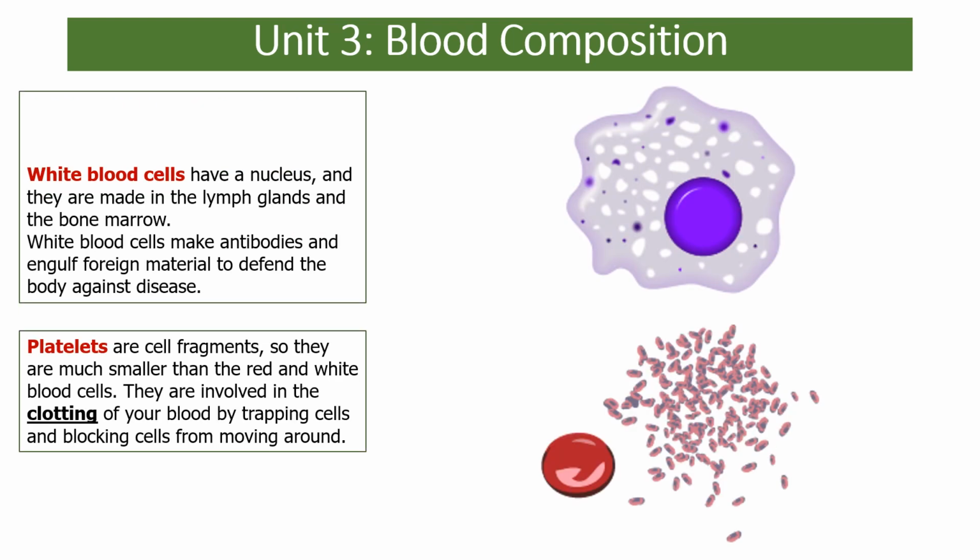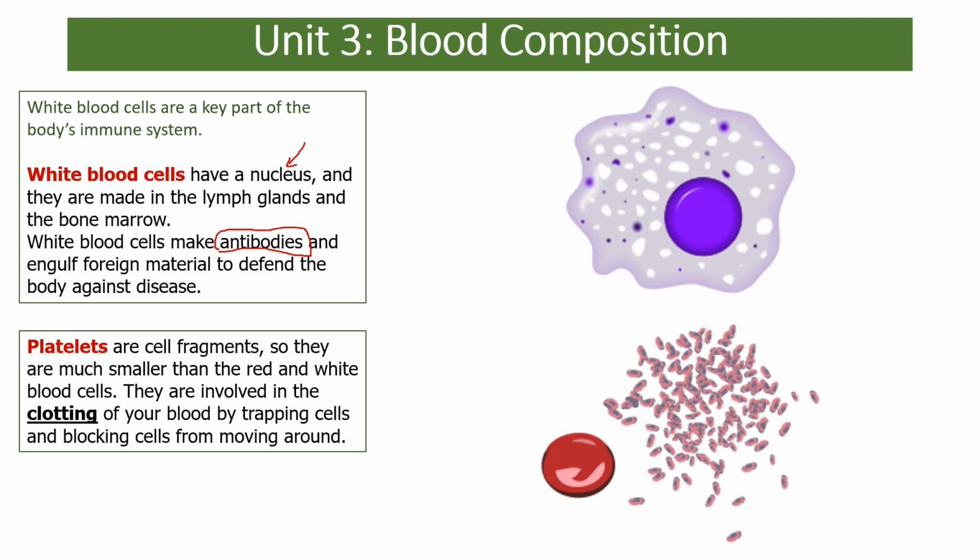So another key area you need to know is the white blood cells, and white blood cells are your immune system. If you were asked to compare an image of a white blood cell at the top here with, say, a red blood cell at the bottom, you need to be able to say that they have a nucleus, and they're much larger than red blood cells. One of their key jobs is they make antibodies, which we'll look at in a later video, which can defend your body against foreign materials such as bacteria.